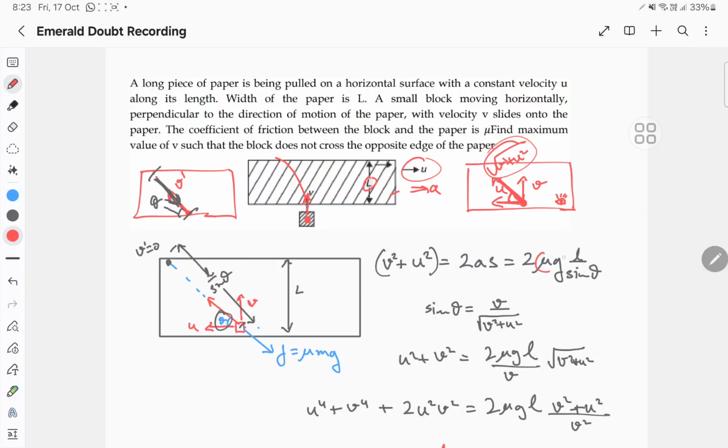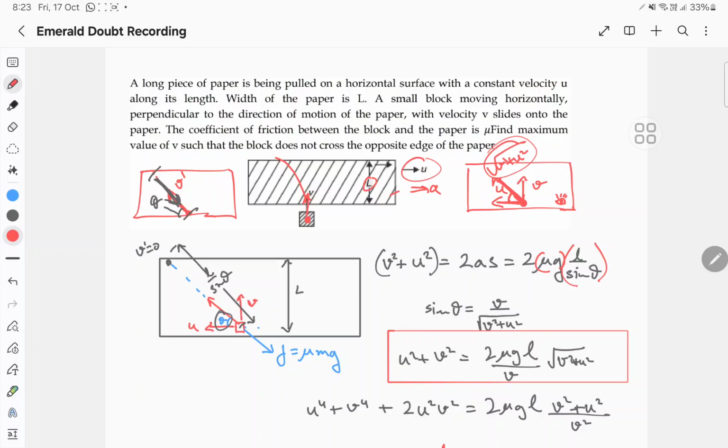So the acceleration is mu g, and the length it has to travel is L by sine theta. So if we solve it, we should get the answer. Let us see how easy the solution is. Putting sine theta as v upon under root of v square plus u square, you land up with this.